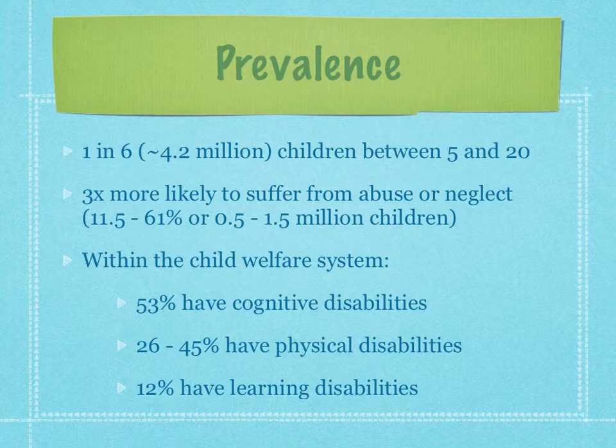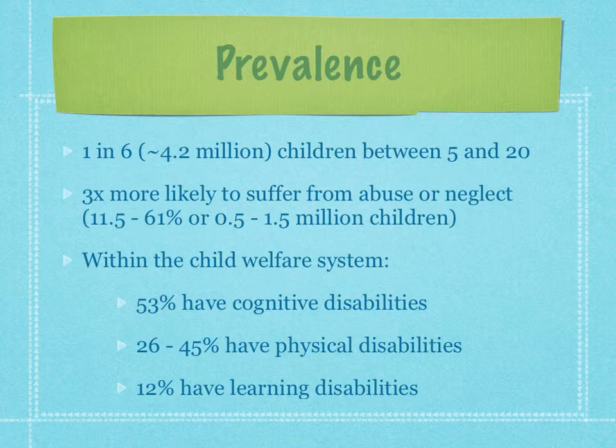According to Brun in the 2001 study, the United States recorded approximately 4,185,627 children between the ages of 5 and 20 who had a disability. Of these, somewhere between 492,000 and 1,553,800 children also had reports of abuse and neglect. Brun went on to report that within the child welfare system, about 53% of children experience cognitive disabilities, and between 26% and 45% have some sort of physical disability.